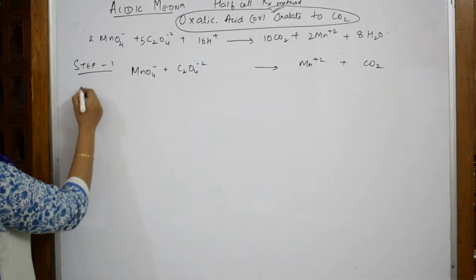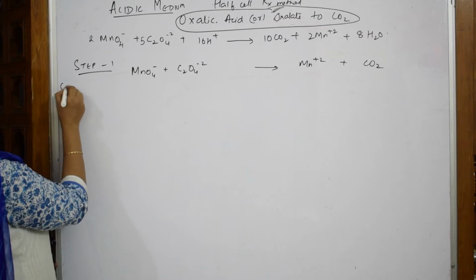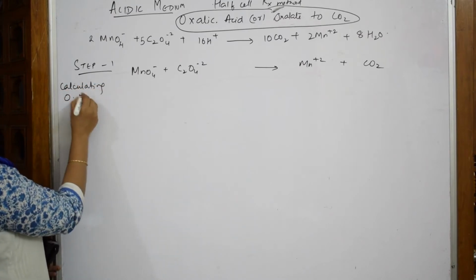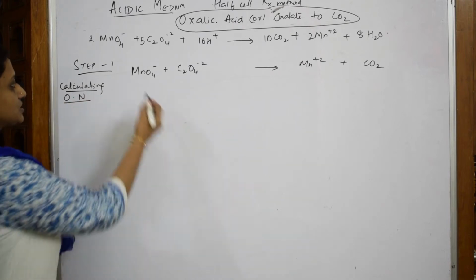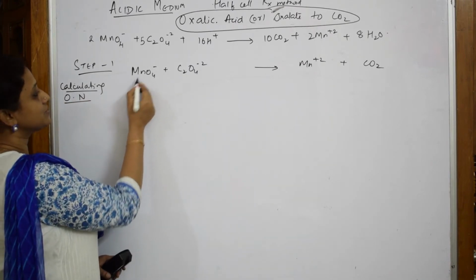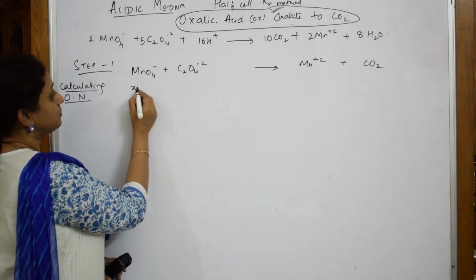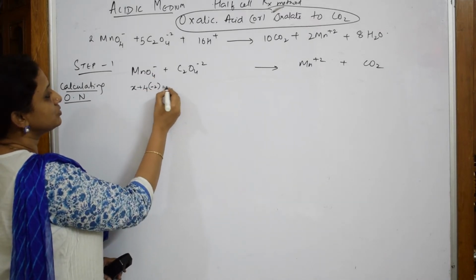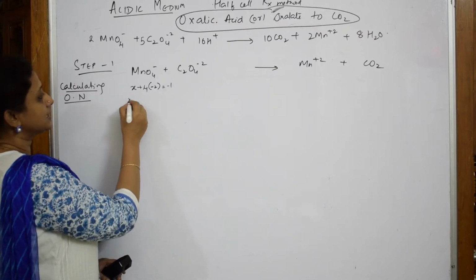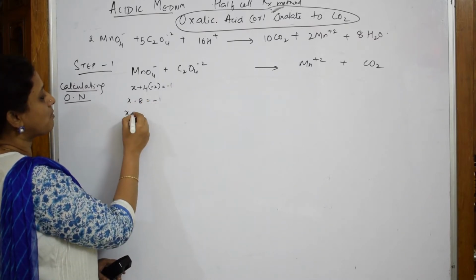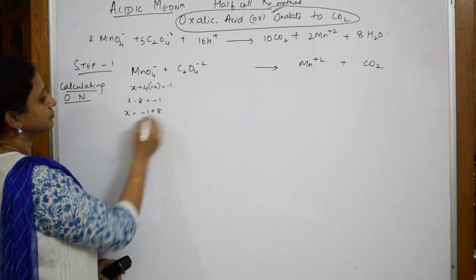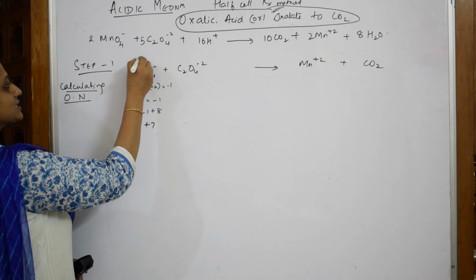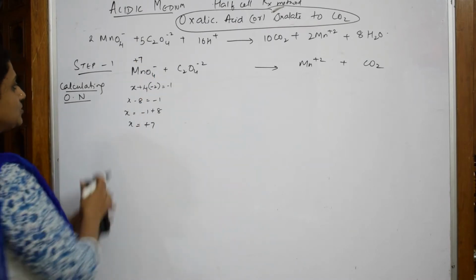Yes. So the first important thing is calculating oxidation numbers. Start with the first one. This is the metal atom: x plus 4 into the valency, minus 2, equals minus 1. So x minus 8 equals minus 1, and x is plus 7. So the manganese oxidation state is plus 7. Done. Let me erase this.